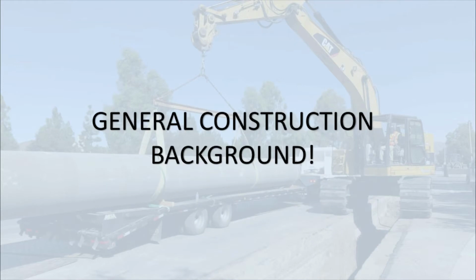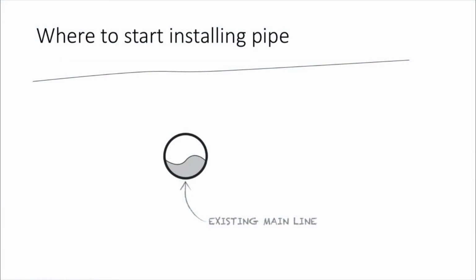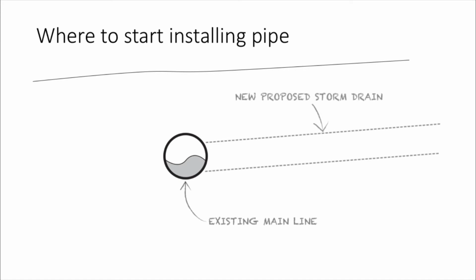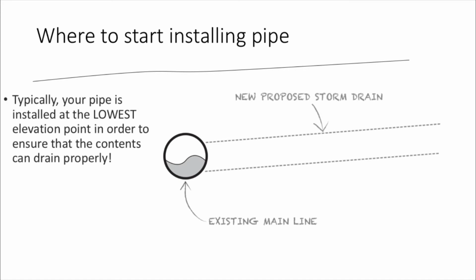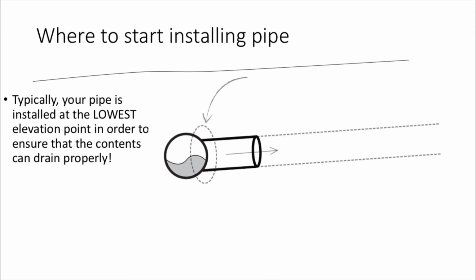Now, before we analyze this any further, I just briefly want to talk about some general construction background so you can understand this better. This is how you typically start installing pipe, specifically gravity pipe, meaning that this pipe relies on gravity to transfer and drain its contents. So if this is your existing main line, and this is your new proposed storm drain, typically your pipe is installed at that lowest elevation point, which is typically your tie-in point, in order to ensure that the contents can drain properly, which would be right there. And then you would work your way up.